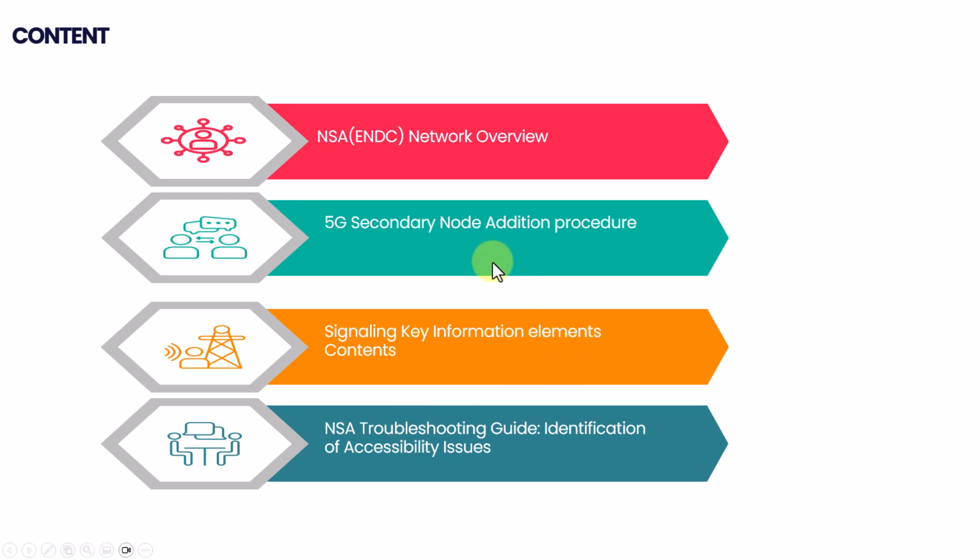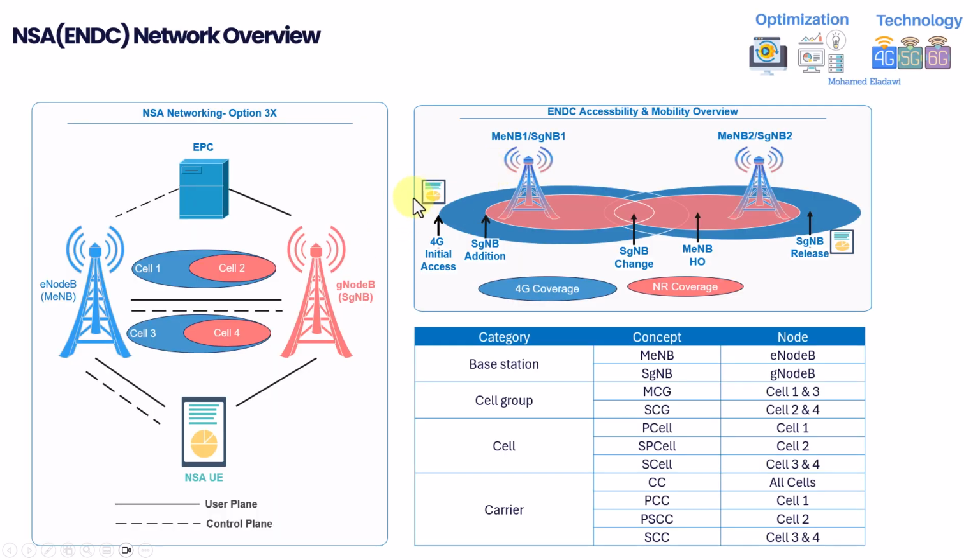So now let's move to the first part, which is related to the overview. As you can see here in this overview part, on the left, this is NSA network option 3x. If you can recall, in all cases non-standalone means that the 5G is still relying on the EPC, or the 4G core, and the 4G node as a backbone, right? They are like the backbone for the 5G.